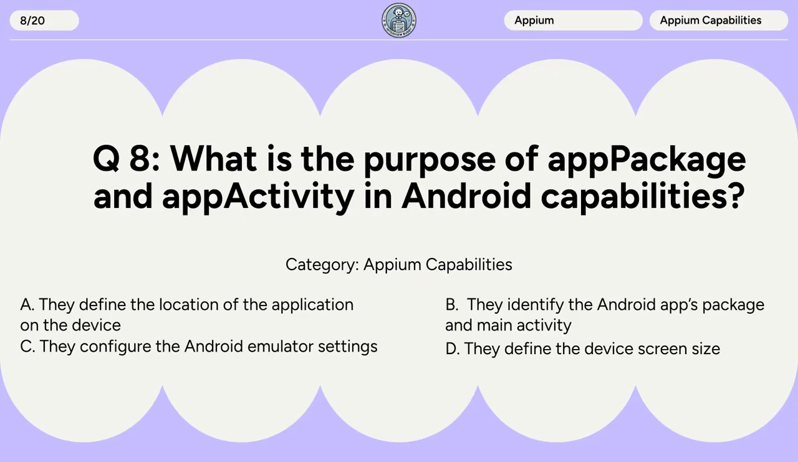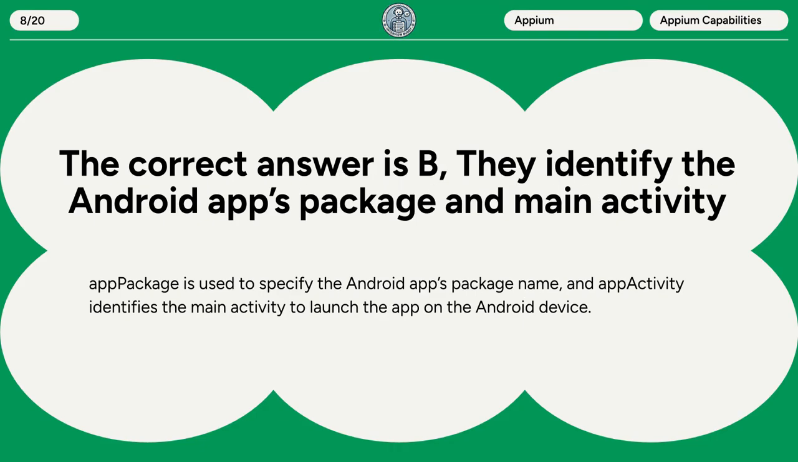Question 8. What is the purpose of app package and app activity in Android capabilities? A. They define the location of the application on the device. B. They identify the Android app's package and main activity. C. They configure the Android emulator settings. D. They define the device screen size. The correct answer is B. They identify the Android app's package and main activity. App package is used to specify the Android app's package name, and app activity identifies the main activity to launch the app on the Android device.